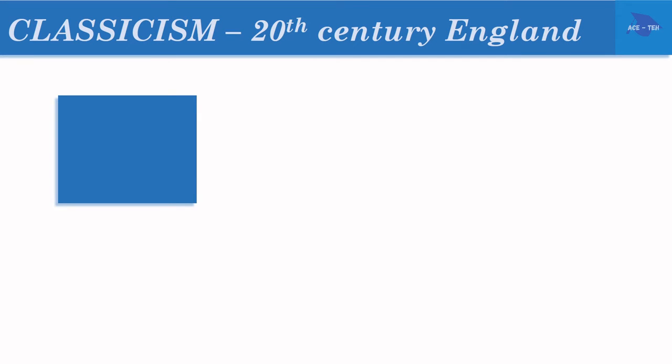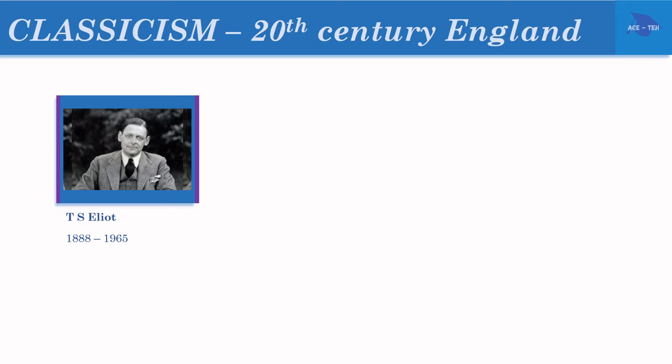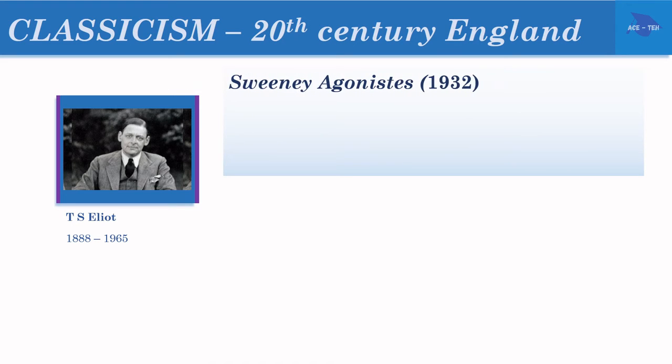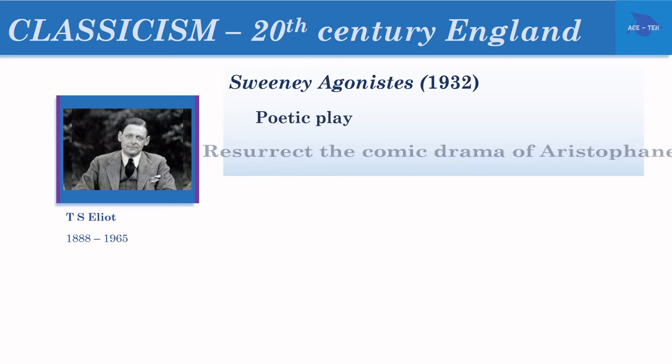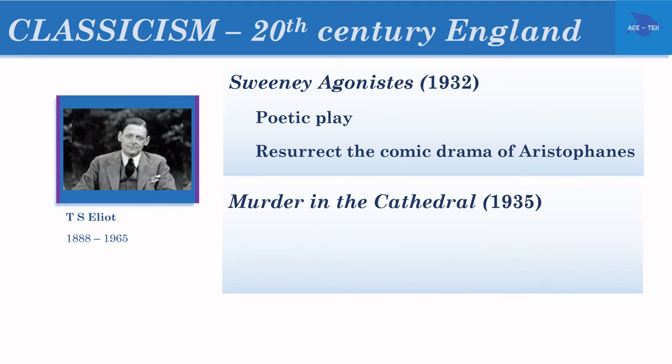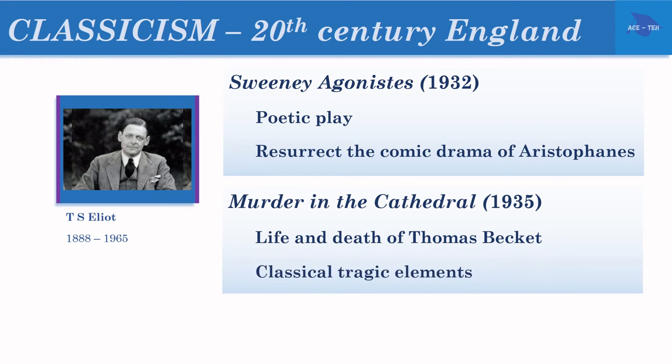Classicism in the 20th century can be seen in the literary works and critical theory of T.S. Eliot. In his 1932 work, Sweeney Agonistes, a poetic play, Eliot tried to resurrect the comic drama of Aristophanes. His play, Murder in the Cathedral, about the life and death of Thomas Becket, integrated classical tragic elements.